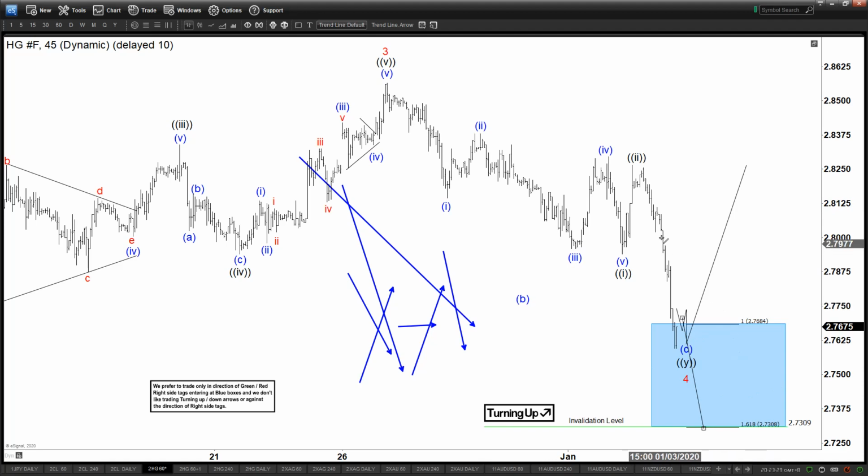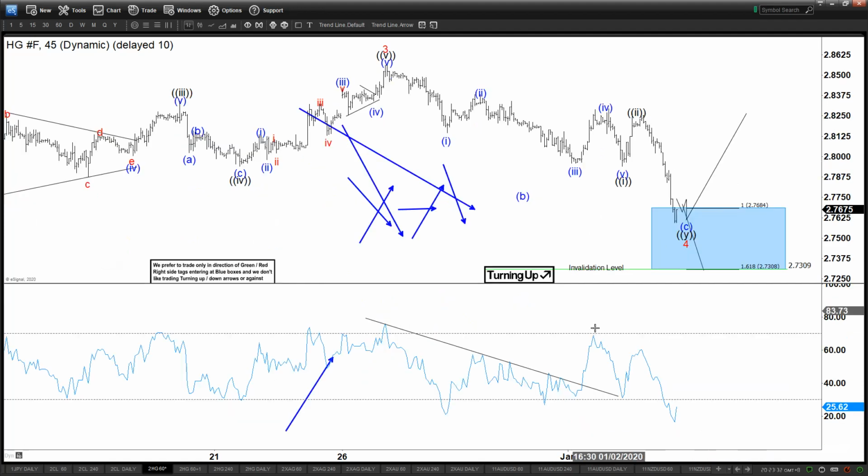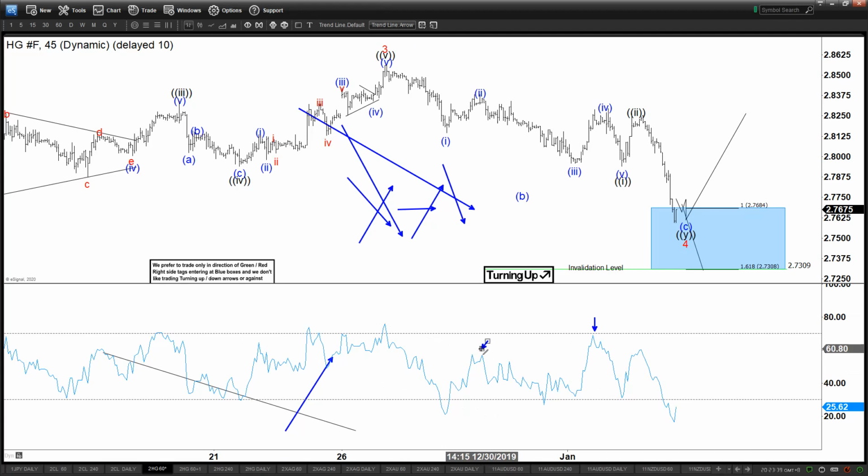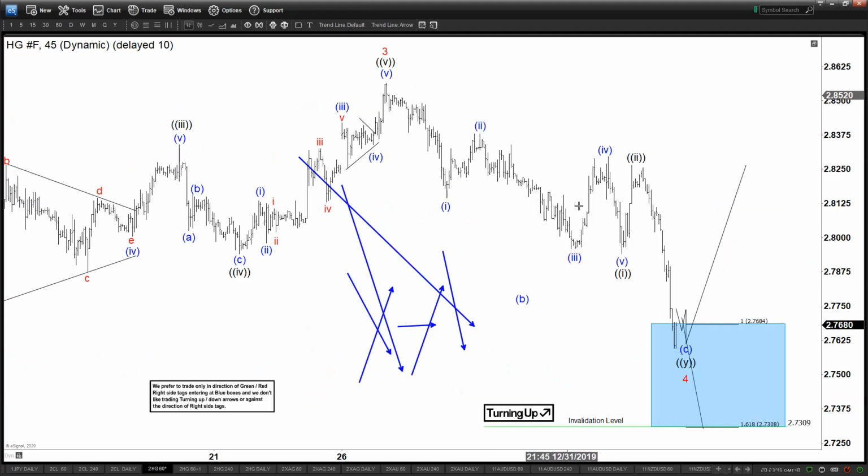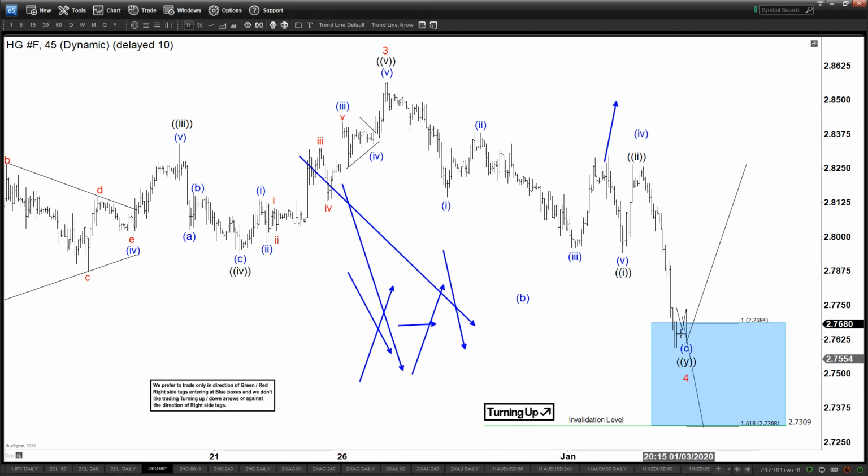Yeah, leading diagonal. But look at this. If this is really wave 4, it shouldn't break above this wave 2. The momentum is breaking above the wave 2. Think about it as if the price breaks like this. It cannot be. So again, probability wise, it looks better as 3 waves, and therefore I'm expecting at least a 3 wave bounce from this area.